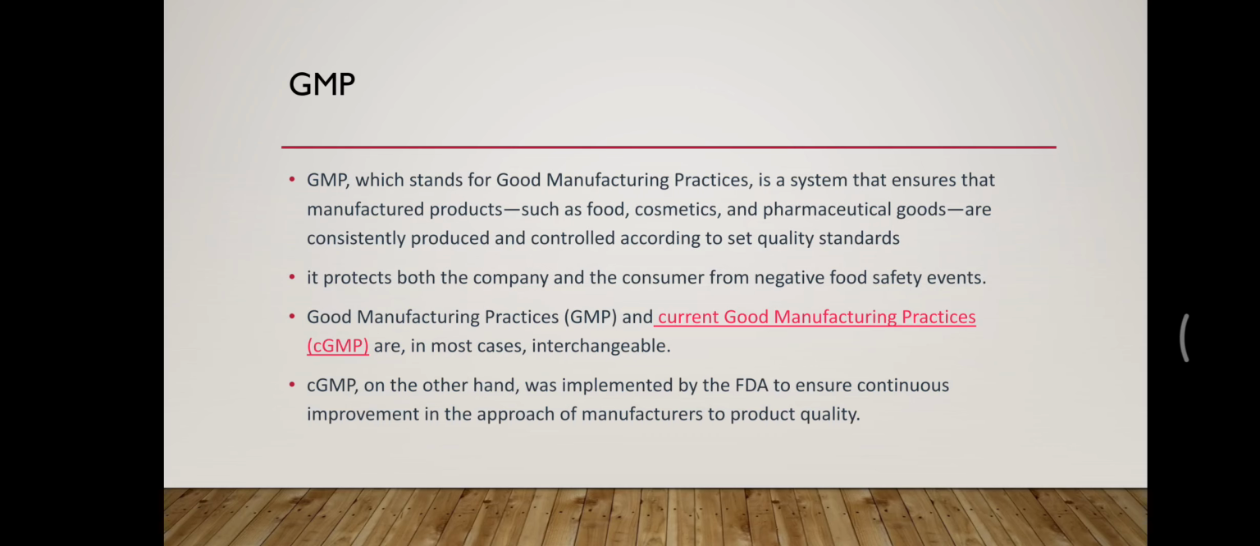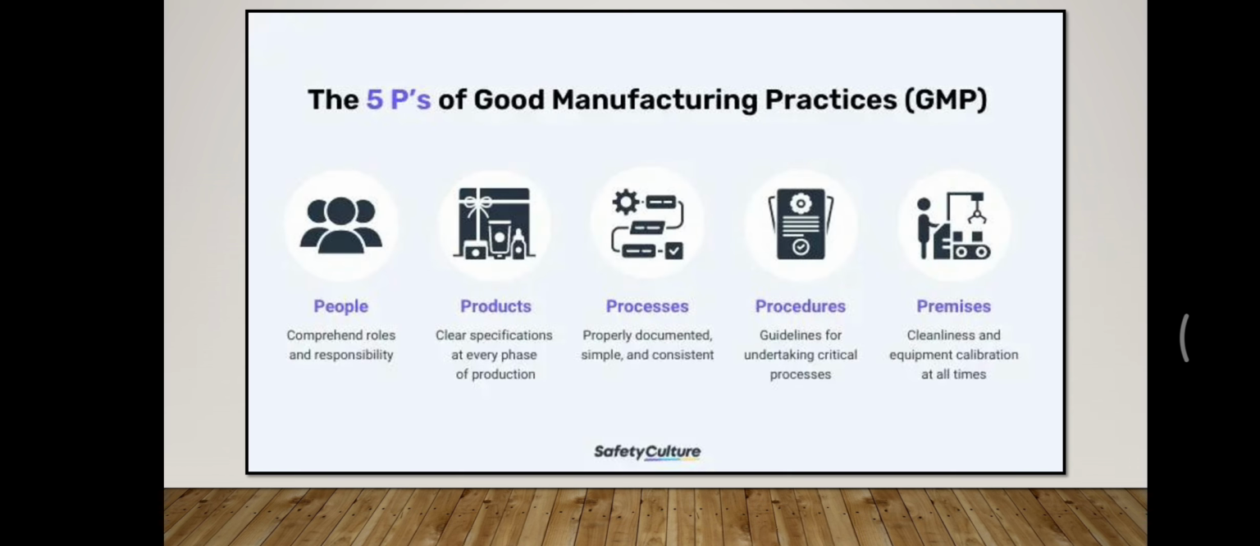Good manufacturing practices and current good manufacturing practices are also there, and these both are interchangeable. What is cGMP? Current good manufacturing practices. It was implemented by FDA to ensure continuous improvement in the approach of manufacturers to protect quality. There are 5 P's of good manufacturing practices. That means people, product, processes, procedures and premises. These 5 P's are very important in good manufacturing practices. These 5 P's include the exact role of good manufacturing practices.